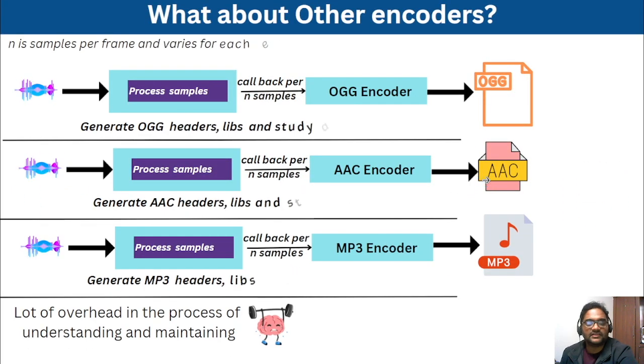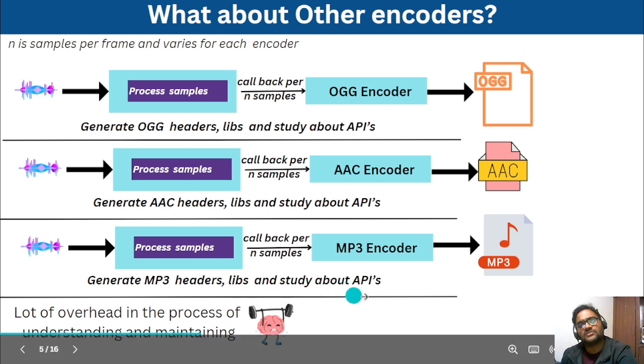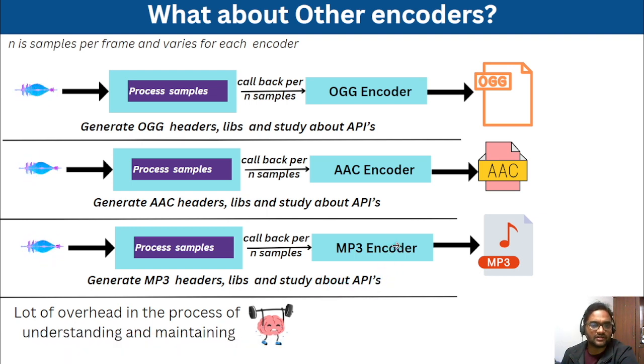Now, AMR is not the only audio codec available in the market. We have a lot of other audio encoders, for example OGG, AAC, and MP3. If you want to capture raw data and encode it into these different audio codec formats, we need to follow a similar process.